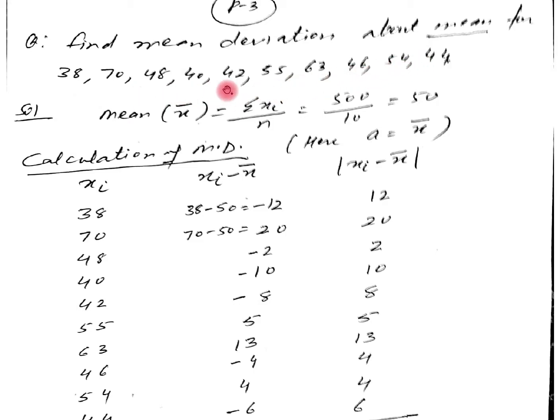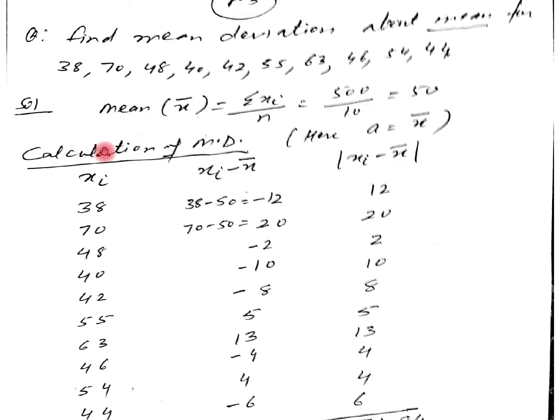We know how to find out the mean. Mean means sum of observations upon the number of observations. When we add all these observations, we are getting 500. And the number of observations is given to be 10. Therefore, the value of mean is 500 by 10, equal to 50.